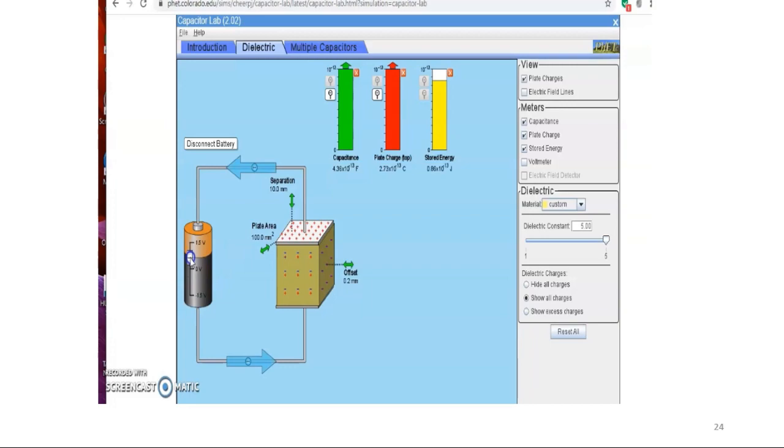the stored energy shown by the yellow bar increases. Once I increase the potential, we can see the number of charges on the capacitor plate and dielectric increasing. This is why the dielectric is really important, because it can increase the amount of stored charge in the capacitor.